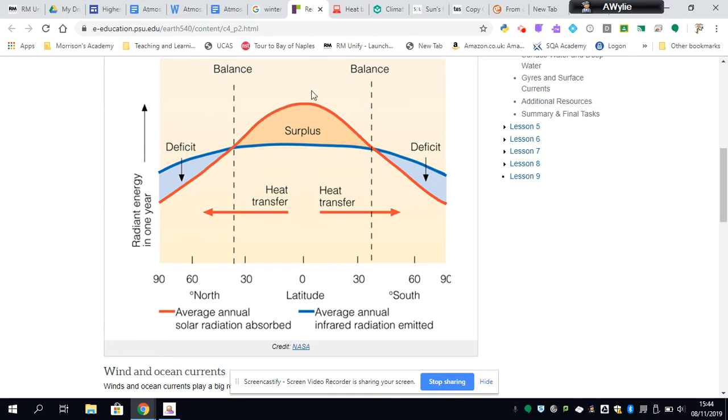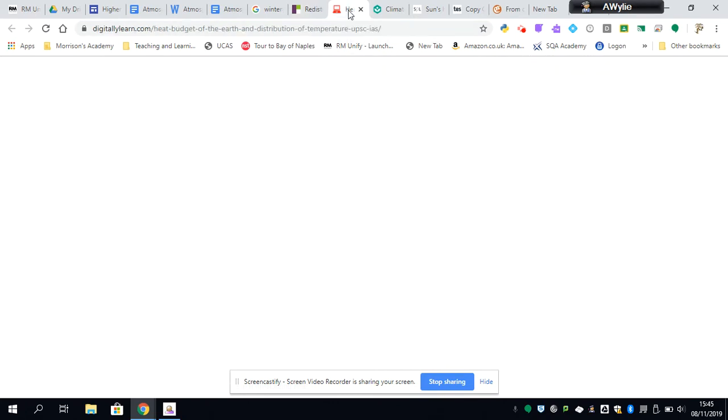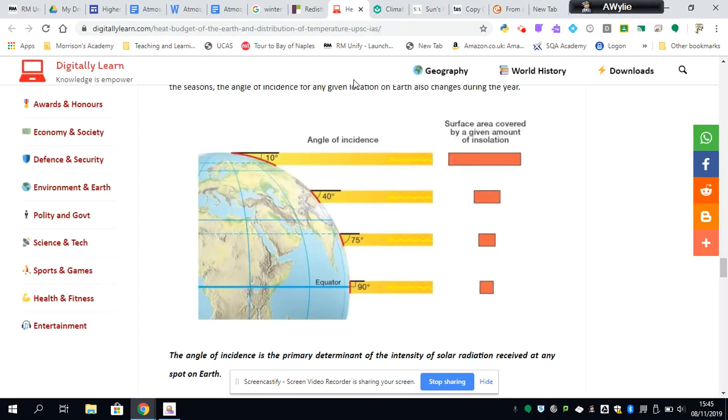Now we need to explain why there's this massive surplus on the equator, and why there are these huge deficits of heat energy at the two poles. Okay, the first point is all to do with the angle of incidence. And that's what you would write. That is to do with the angle at which the heat energy from the sun strikes the Earth's surface.